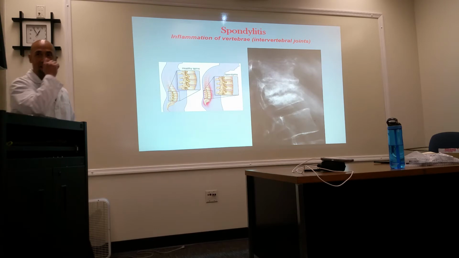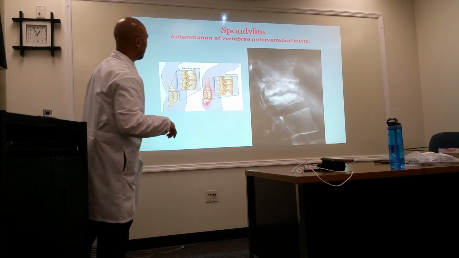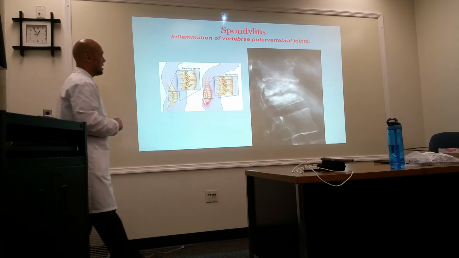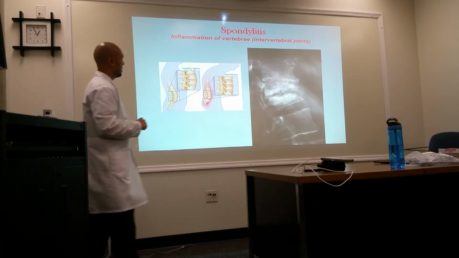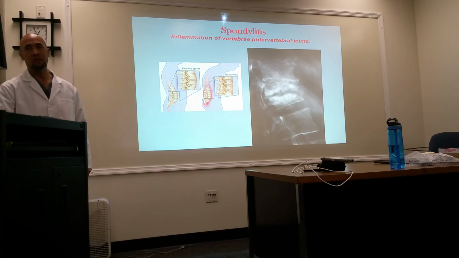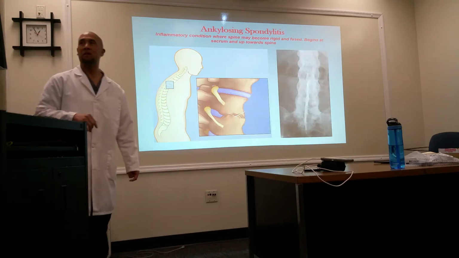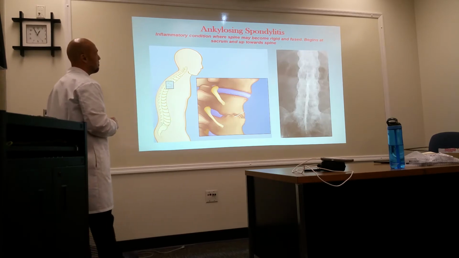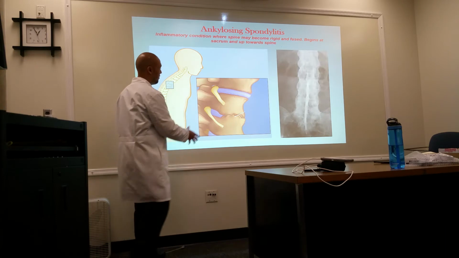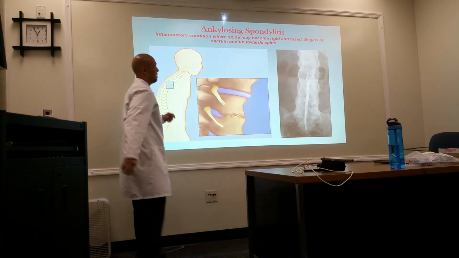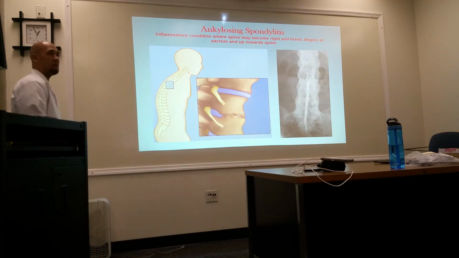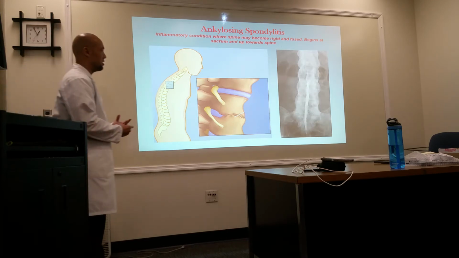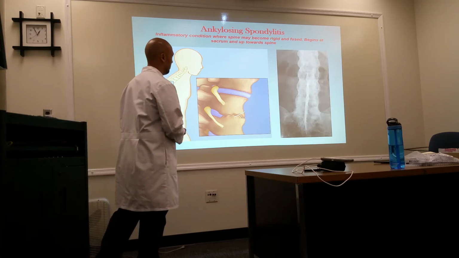Spondylitis. Spondylitis is inflammation of the vertebrae, or more specifically, inflammation of the intervertebral joints. That's spondylitis, short and sweet. Ankylosing spondylitis is an inflammatory condition where the spine may become rigid and fused. It begins at the sacrum and can work its way up the spine, but it usually starts near the sacrum.